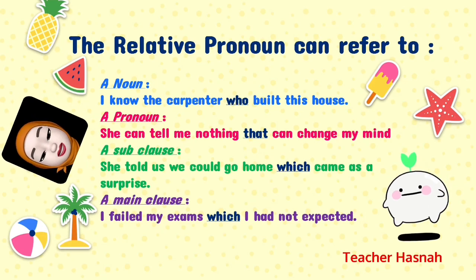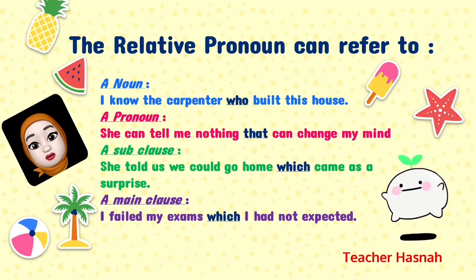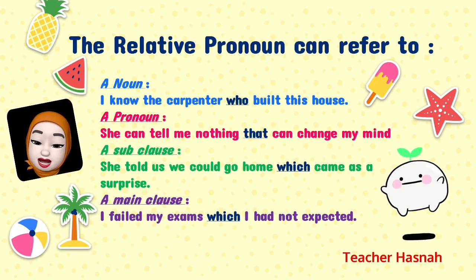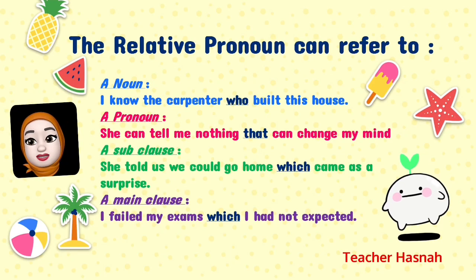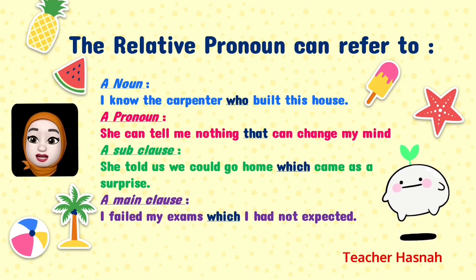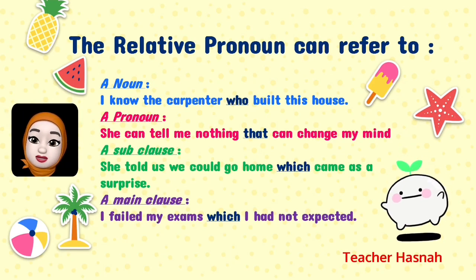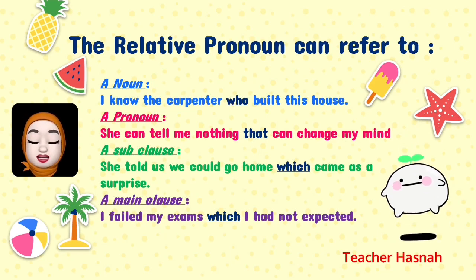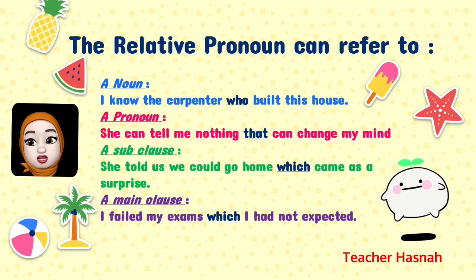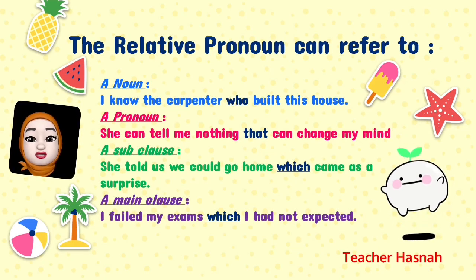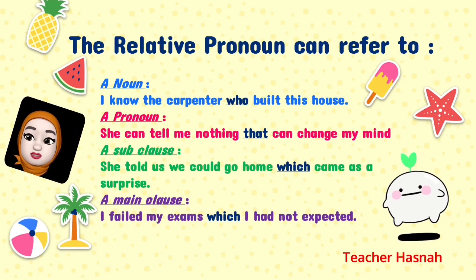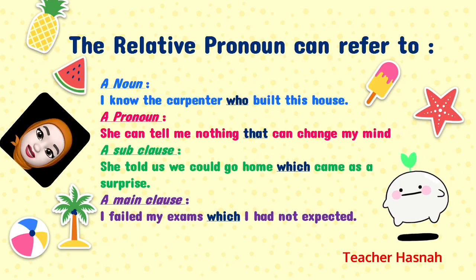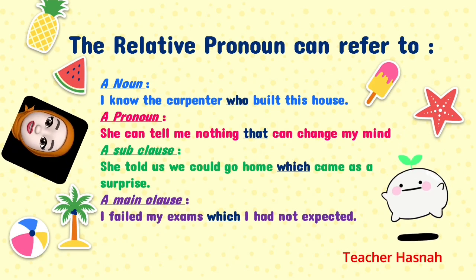A subclause. She told us we could go home, which came as a surprise. Which here is the relative pronoun, and we could go home is the subclause. A main clause. I failed my exams, which I had not expected. Which here is the relative pronoun, and I failed my exams is a main clause.